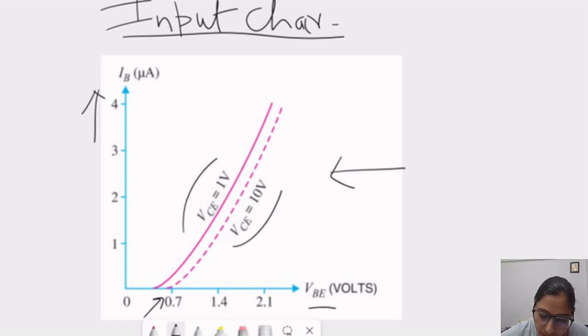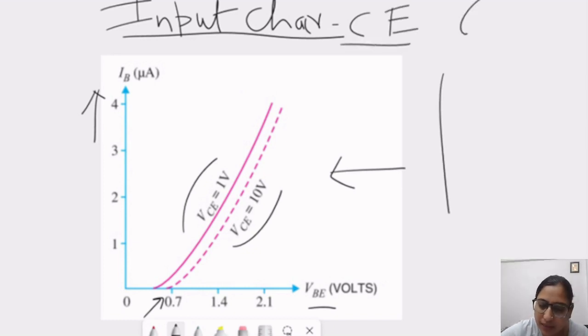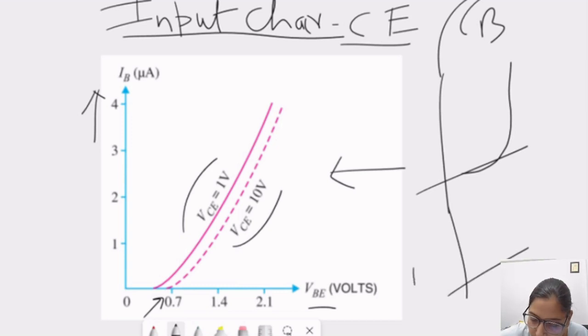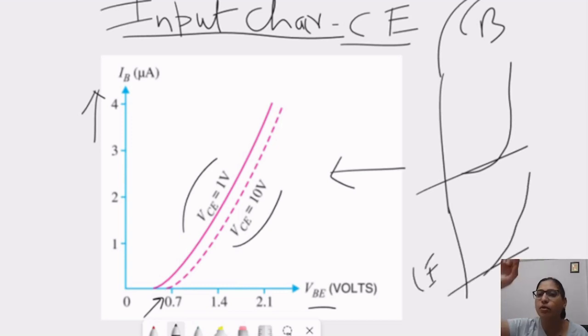Now here what is happening? This graph is of CE, and if I compare it with CB, in the input characteristic of common base, the current is increasing like that. It means the exponential increment of current is a little higher. In common emitter, the current is increasing gradually; although it is an exponential increase, it is increasing gradually.